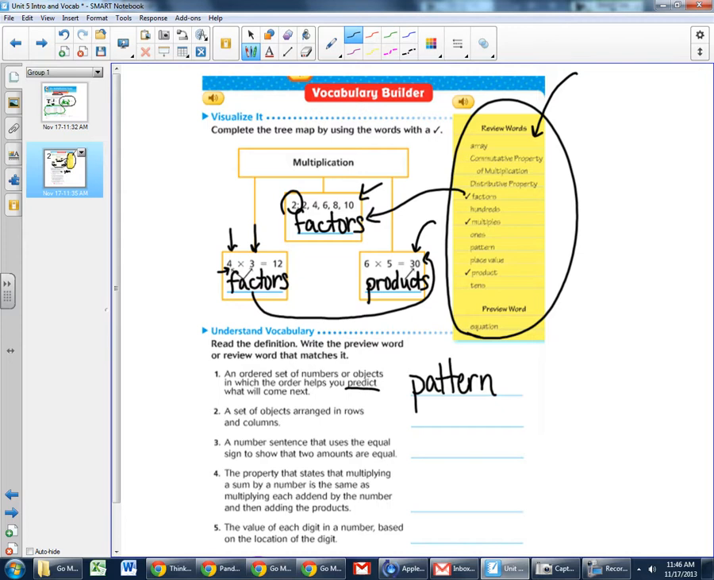Number 2, a set of objects arranged in rows and columns. That's where I drew this up here when we first started talking about our vocabulary, and so we know that that is called an array.